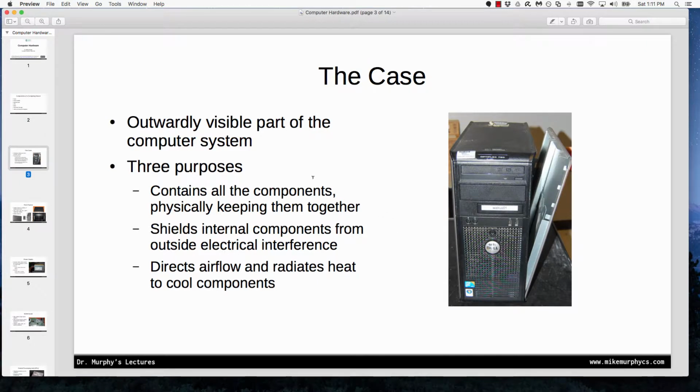Okay, so the case. What is the purpose of this? It keeps all of the components together. It shields them from outside electrical interference, sometimes dust, although we'll see that dust builds up from being dragged in by the fans. And it also directs airflow around inside. So we need to direct airflow so that we can cool down some of these components that run really hot, like the CPU or graphics cards.